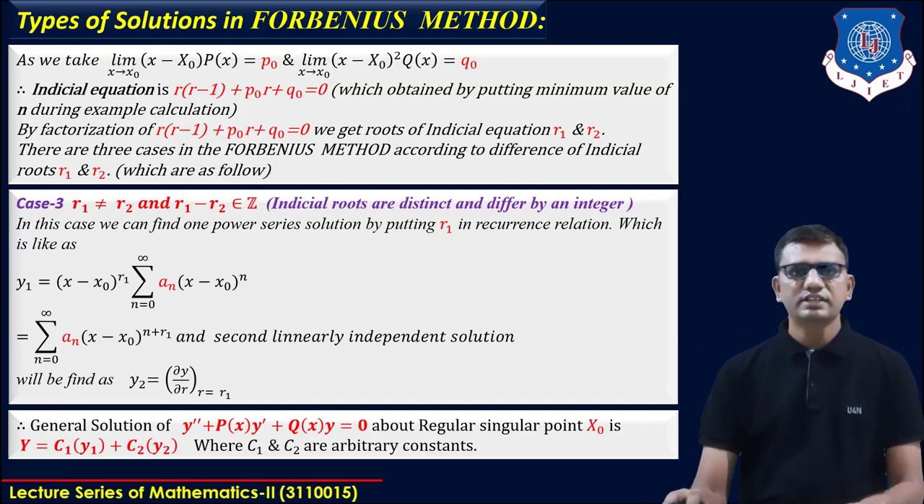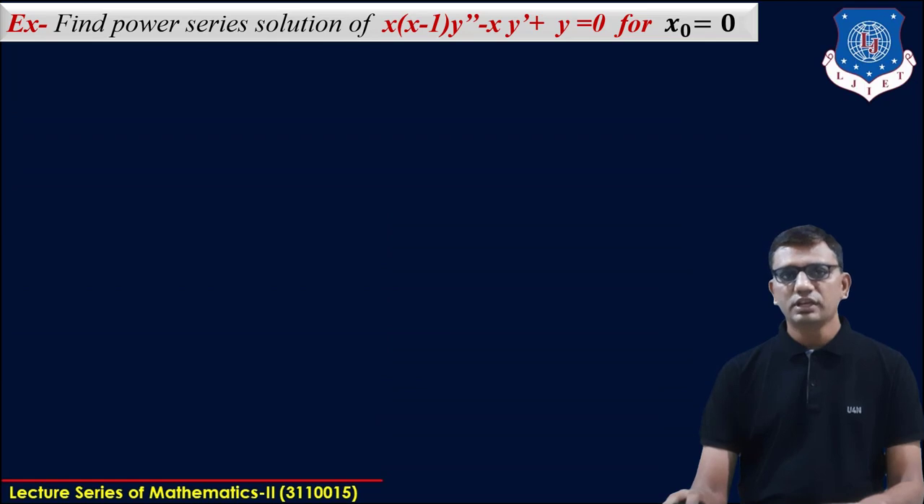Now we will see one example related to this topic. Here, find the power series solution of x(x-1)y'' - xy' + y = 0, and we have to find the power series solution about the point x0 = 0.